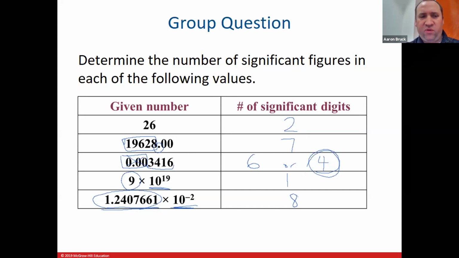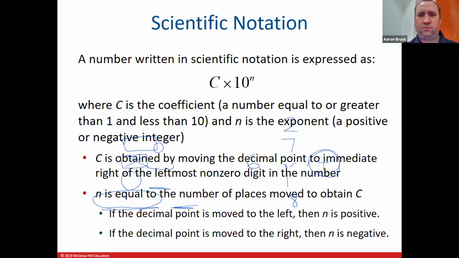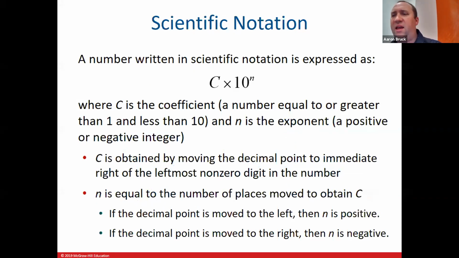All right, so then let's move on a little bit, talking about scientific notation now. In scientific notation, as I've mentioned before, it consists of two parts. There is the number, or more commonly referred to as the coefficient, and then there is the exponent. Those are the two parts, the number or coefficient and the exponent.